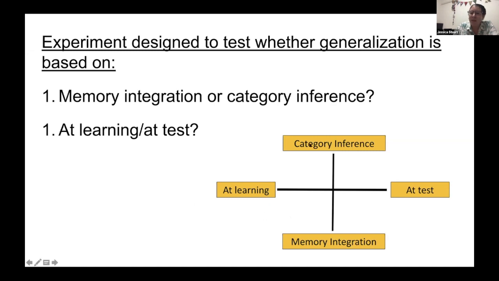And in terms of category inference, if you consider it in the way of Masamichi and Pan, we still don't know if the categories are being made at learning and then just used at test, or if the categories are actually being made on the fly at test and used for inference. So we tried to set it up so we can look at these four different quadrants.